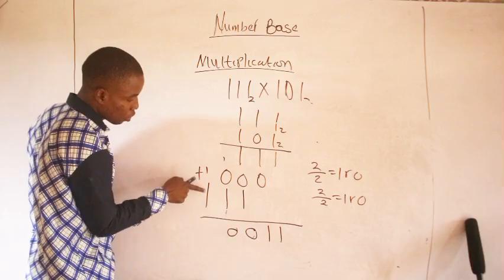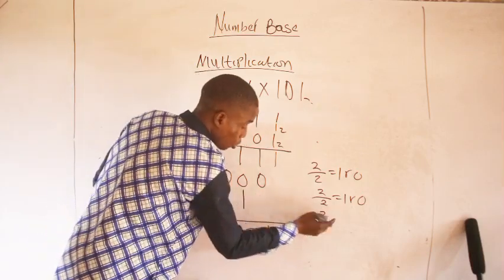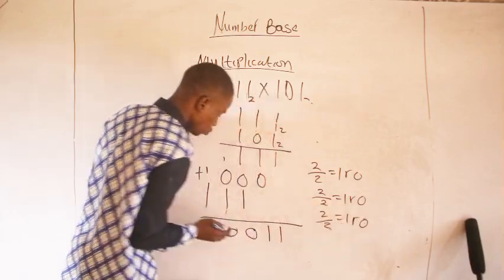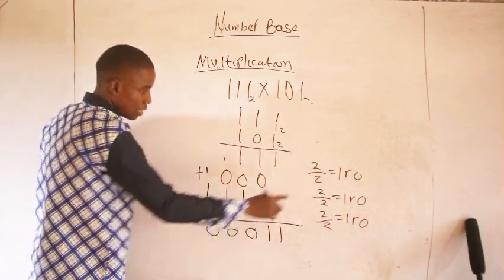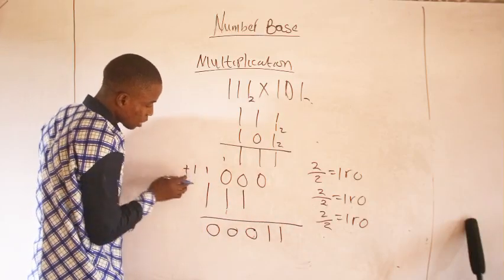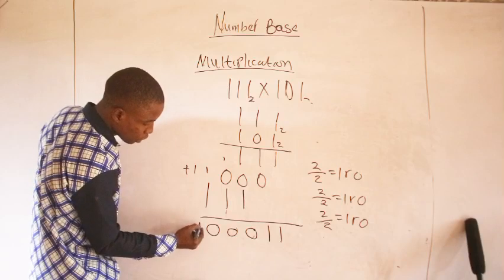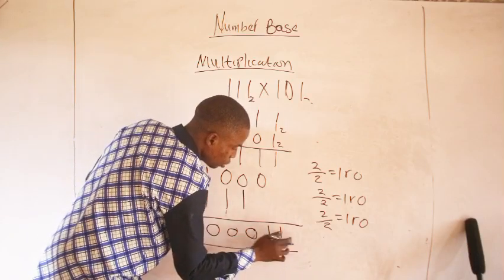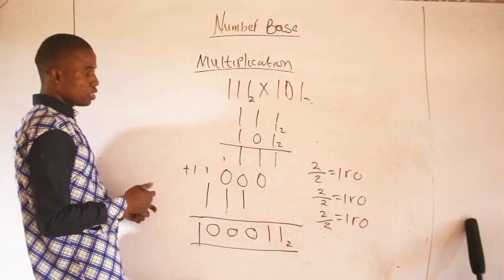The next one, 1 plus 1, 2, because it's up to the base. 2 equals 1, remainder 0. Write 0 here. The remaining you put to the next one, and if there is nothing next you can write it down. That's the answer. Base 2. Very simple as ABC.